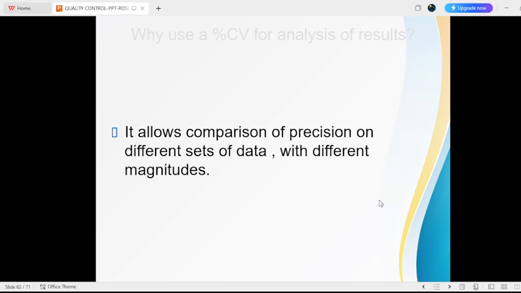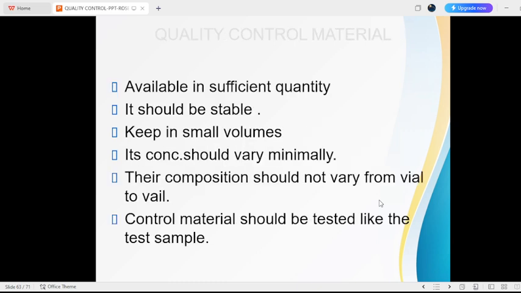Why use a percentage coefficient of variation for analysis of results? It allows comparison of precision on different sets of data with different magnitudes. So CV is primarily used to compare the precision on different sets of data. So, making the precision, we are giving more concentration to the coefficient of variation.